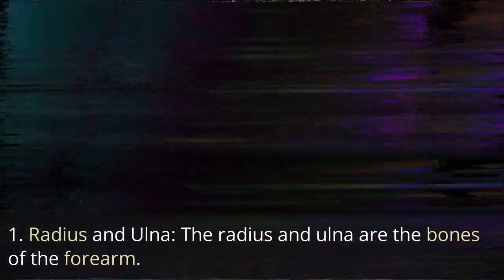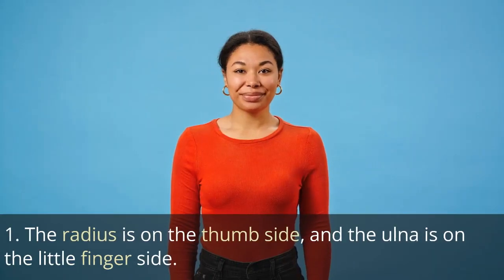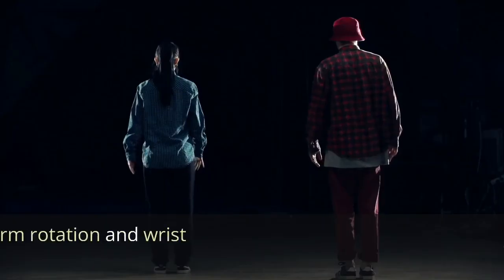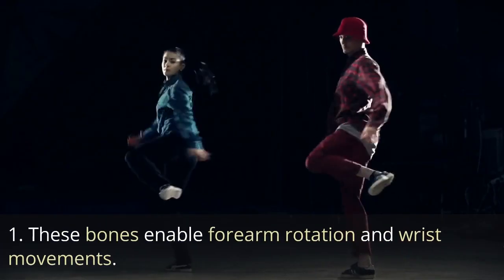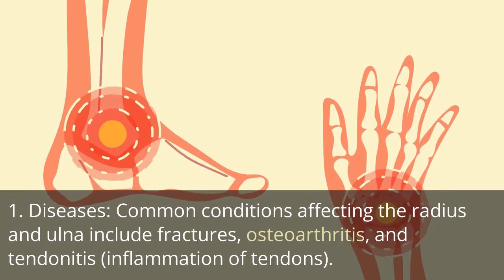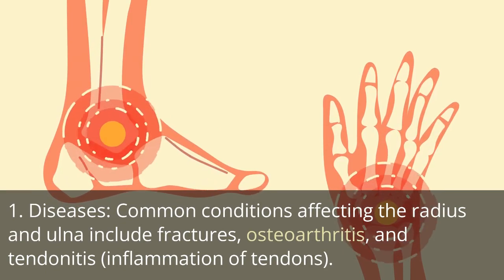2. Radius and ulna. The radius and ulna are the bones of the forearm. The radius is on the thumb side, and the ulna is on the little finger side. These bones enable forearm rotation and wrist movements. Diseases. Common conditions affecting the radius and ulna include fractures, osteoarthritis, and tendonitis, inflammation of tendons.